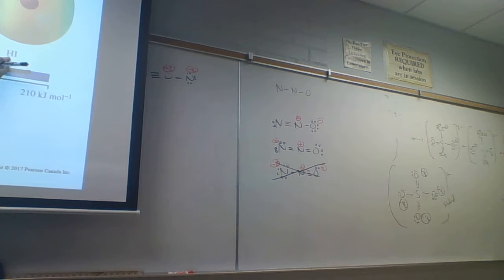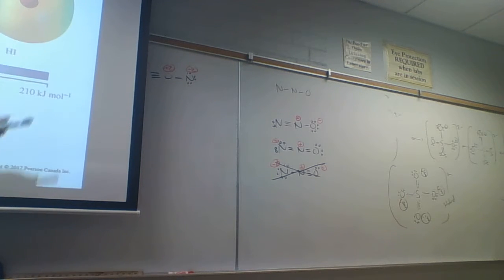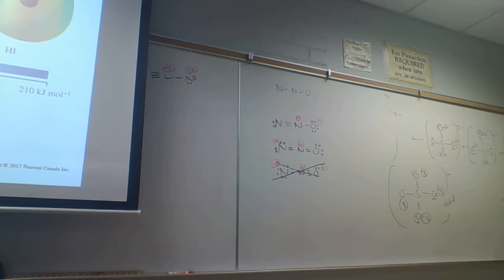Hydrogen and iodine have a delta EN of 0.4. Is that a very polar bond? No. That means if there's a tug of war between hydrogen and iodine, it's pretty even, isn't it? Right here.